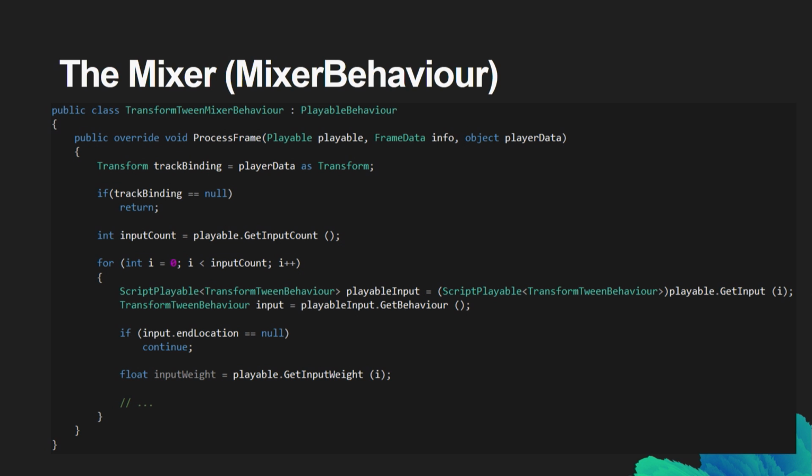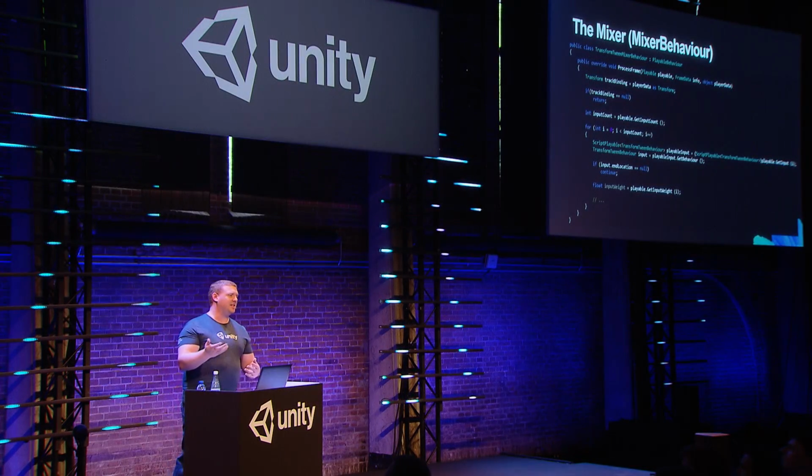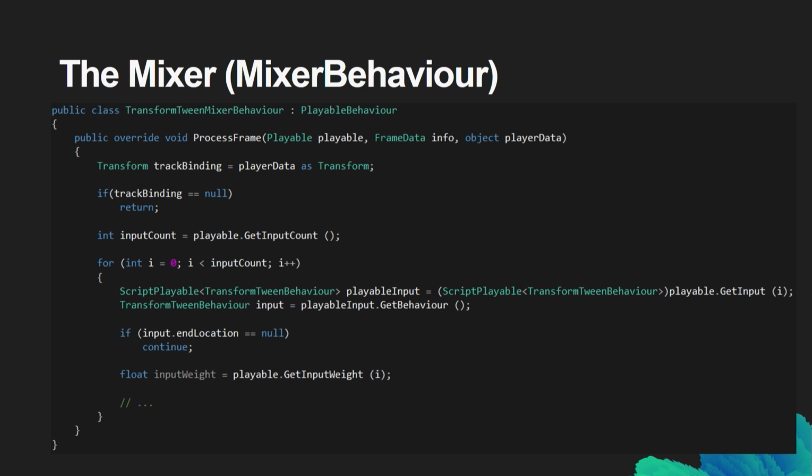So let's run through the code here. First thing we're doing is we're storing a new transform called track binding as a cast of the player data that's passed into this function. So remember, this example is transform tween. So we're moving a transform in the scene. That's the thing that we want to affect with our playables. So we need a reference to the transform we want to affect on the track. So that's what that is. It's finding the transform that we're affecting so that we can actually output to it using the mixer. If we haven't found a track binding, then we don't need to do anything, so we're returning.